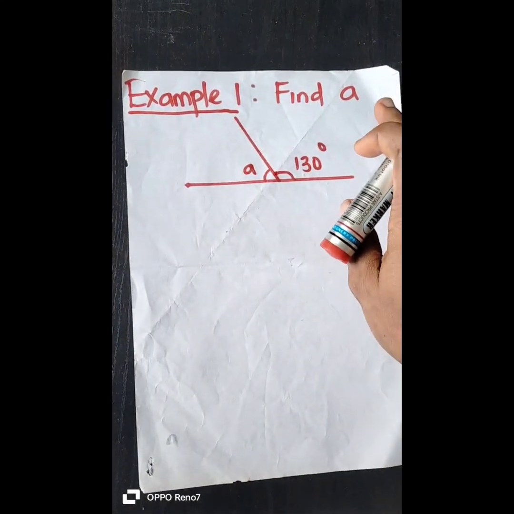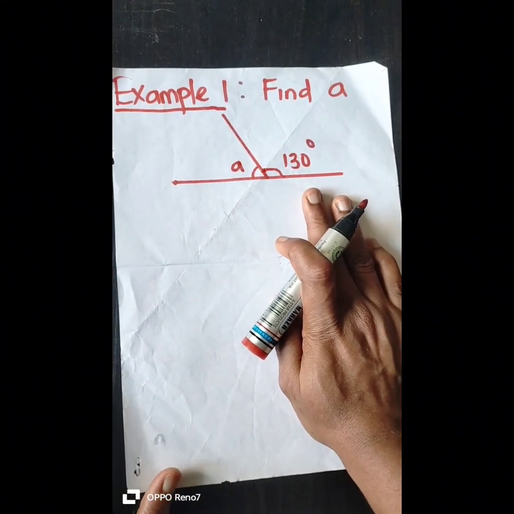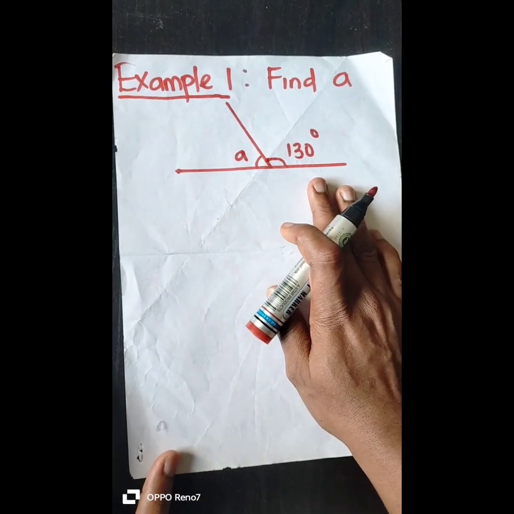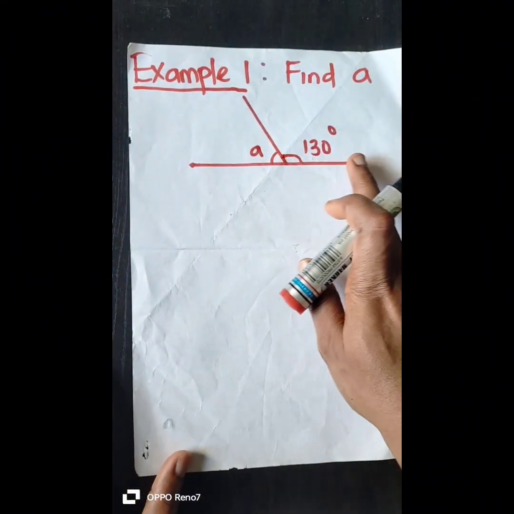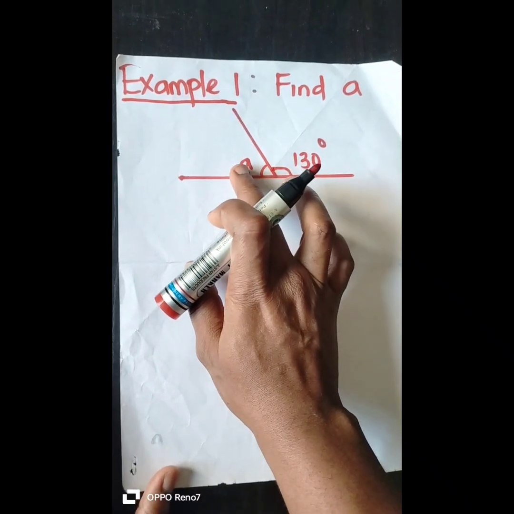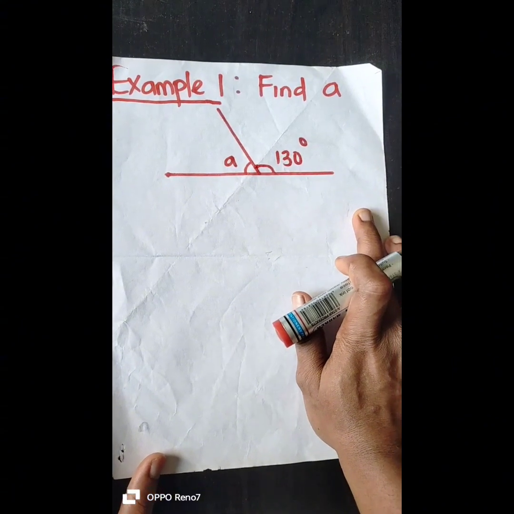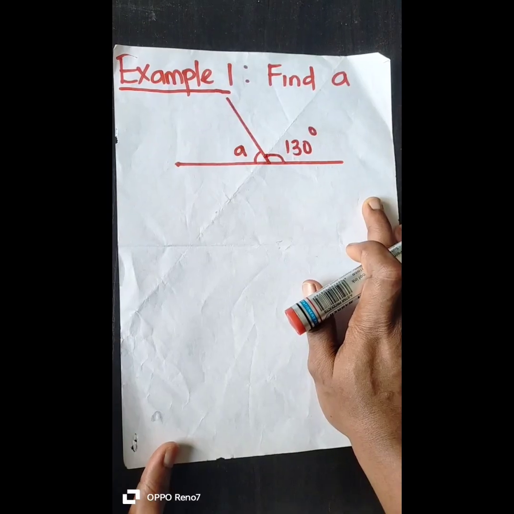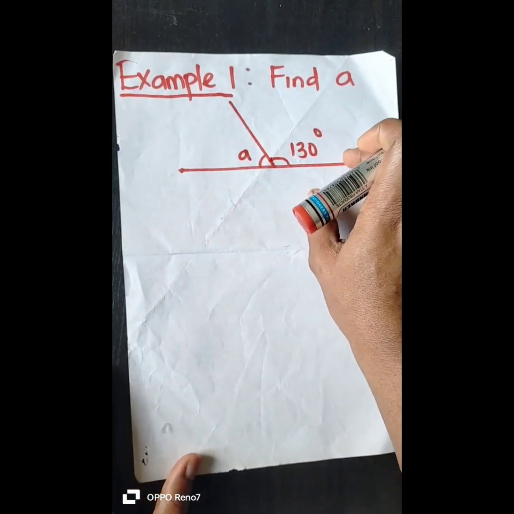Here's an example. Find A. Now when you are given a particular question, you have to identify which of the properties you are going to use to solve that particular question. In this question, we have a straight line, and from here to here is an angle A, and from here to here is 130. Recalling the first property, it says that angles on a straight line is equal to 180.